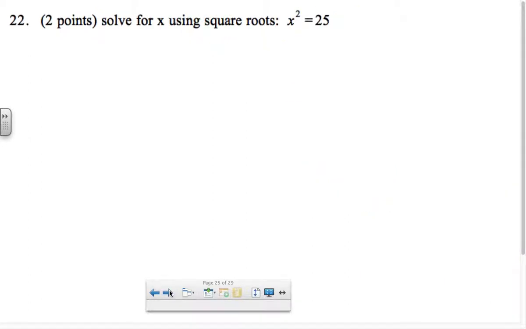Don't overthink number 22. Just square root both sides. You get plus or minus 5. Don't forget the plus or minus. Or you could write it as positive 5 and negative 5.